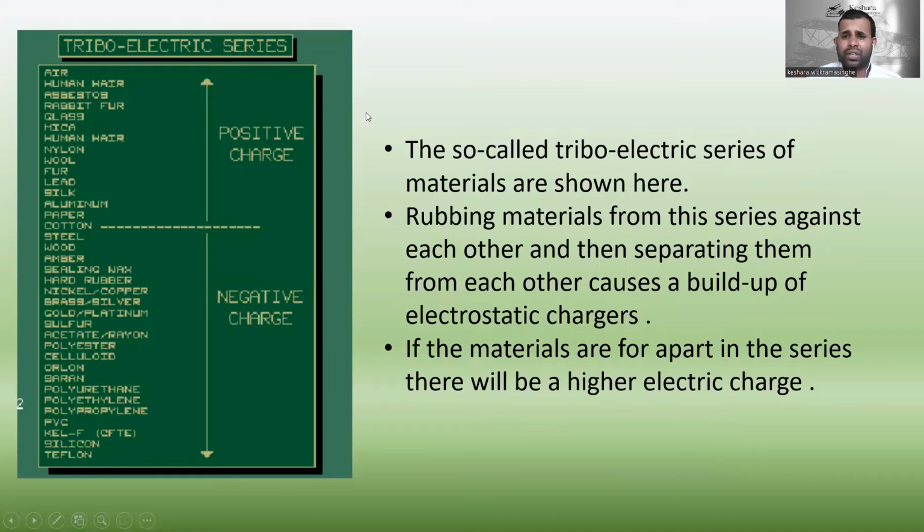So this is the triboelectric series. The so-called triboelectric series of materials is shown here. Rubbing materials from this series against each other and then separating them from each other causes buildup of electrostatic charges. If the materials are far apart in this series, there will be a higher electric charge, right? So you can see the triboelectric series: human hair, asbestos, rabbit fur, glass. You can go through here, the positive charges start from here, human hair, you can have positive charge, right? So the negative charge: steel, wood, amber, sealing wax, hard rubber. So just take an idea and you can go through this picture.